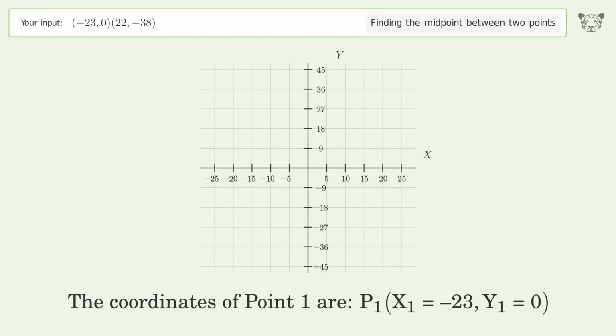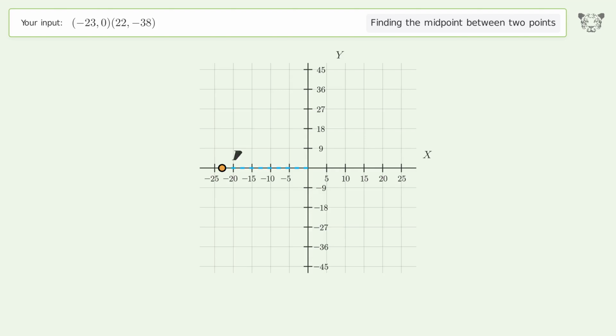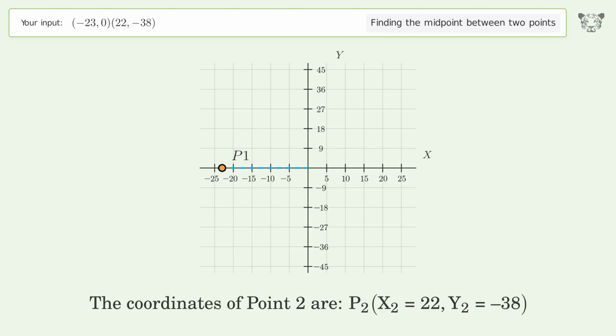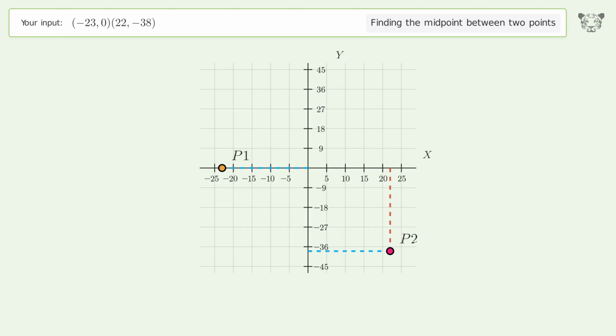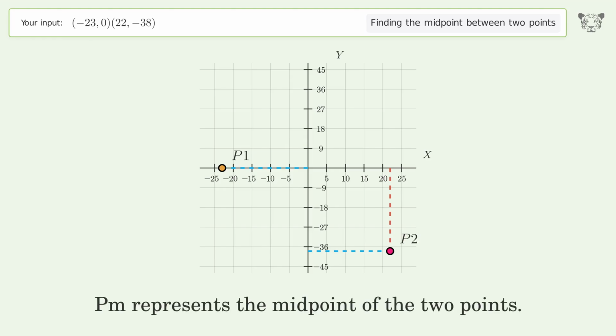The coordinates of point 1 are, x1 equals negative 23, y1 equals 0. The coordinates of point 2 are, x2 equals 22, y2 equals negative 38. PM represents the midpoint of the 2 points.